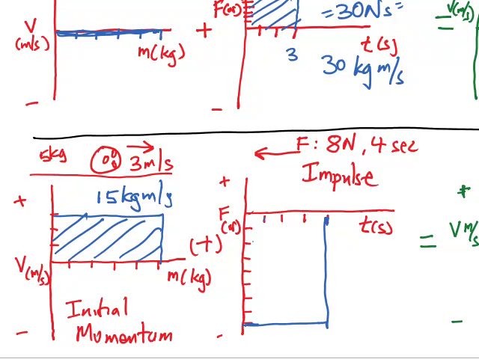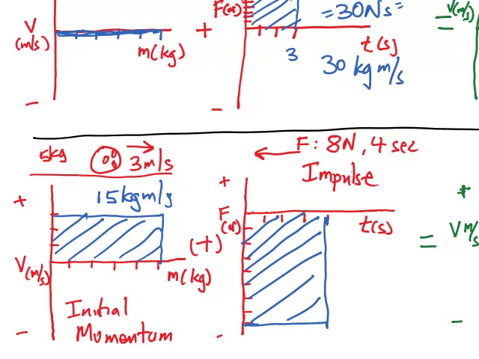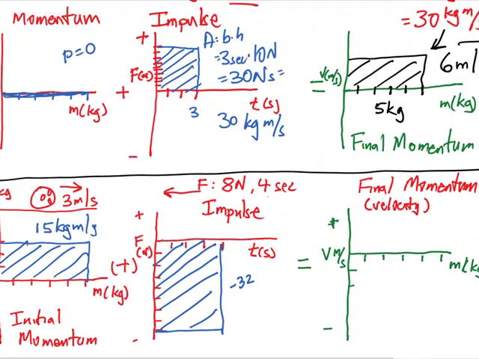Notice that this is below the x-axis, so this is going to be a negative value because we've been calling to the left negative. My force is negative 8 newtons times 4 seconds. 8 times 4, that's 32, so negative 32. Remember, a newton second is the same as a kilogram meter per second, so that's going to be negative 32 kilogram meters per second. We just end up looking at the differences between these areas.